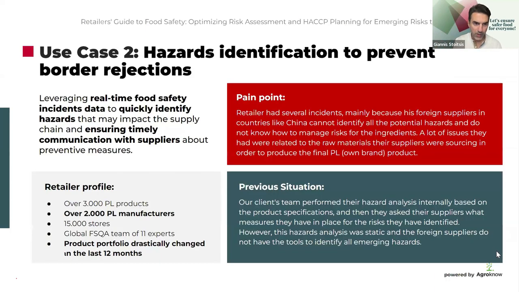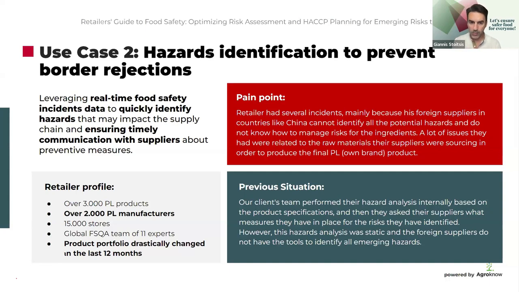If we go to the second use case, it is about identifying hazards. In this use case, I will speak about how we can leverage real-time food safety incidents data to quickly identify hazards that may impact the supply chain, my supply chain, and to ensure timely communication with suppliers. So it's all about making sure that we know all the potential hazards that my PL manufacturers need to consider in order to have a safe product that will not be recalled or stopped at borders, or we will not have some import rejection.